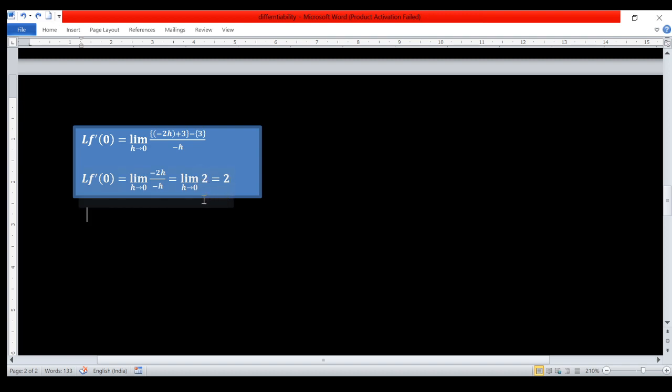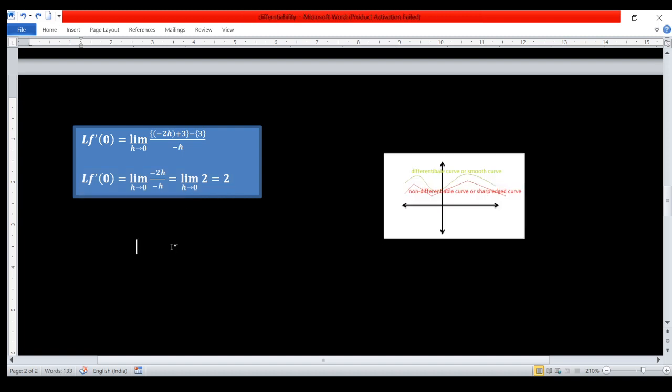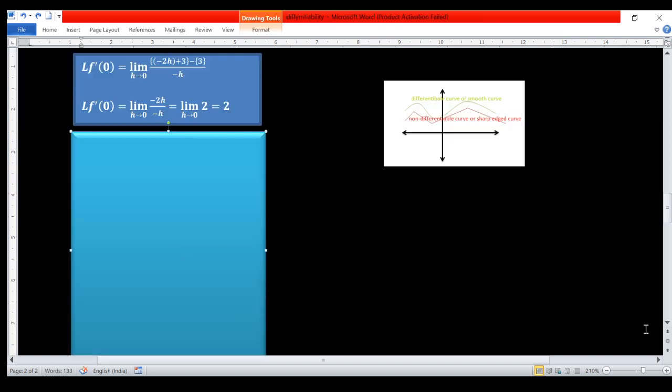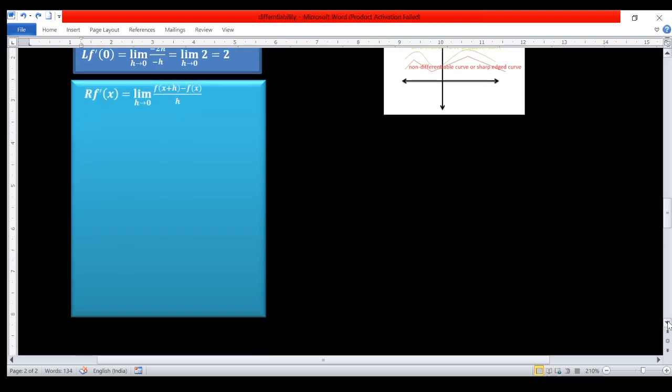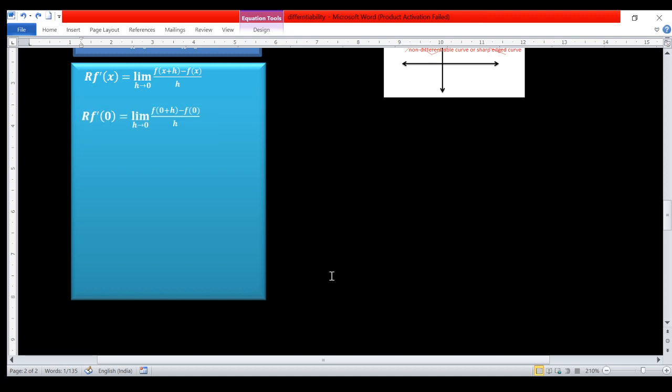So there is no h, therefore the limit is also 2. Right hand derivative: Rf'(x) is equal to limit h tends to 0 of f(x plus h) minus f(x) by h. At 0 we want to find Rf'(0) is equal to limit h tends to 0 of f(0 plus h) minus f(0) by h, that is f(h) minus f(0) by h. This time we want to find f(h). The input h is greater than 0, because h is a number between 0 and 1 at least.